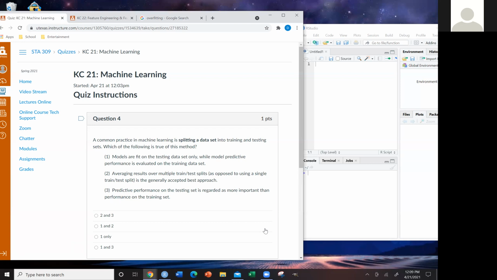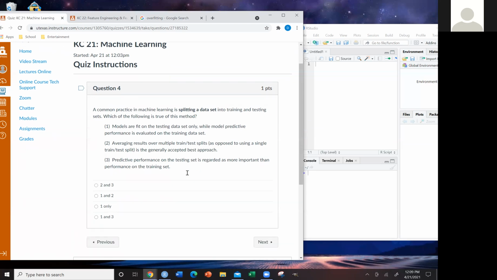A common practice of machine learning is splitting the data set into training set and testing set. Which of the following is true of this method? Models are fit on the testing data set only, all the way around. It is models are fit on the training set, while model predictive performance is evaluated on the testing set. So they flipped the training versus testing there. Averaging results over multiple train test splits as opposed to using a single train test split is generally the accepted best approach. I think that seems reasonable. So trying to see how your model works on multiple train and test splits. Sure, yeah, I think that's fine. 2 seems a reasonable best practice.